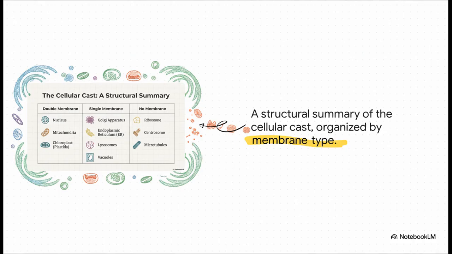To help keep all these players straight, here's a quick summary. It's a handy chart that organizes all the organelles by their membrane structure. You've got the double-walled fortresses, like the nucleus, the single-membrane specialists, and even the little guys with no membrane at all, like those busy ribosomes.